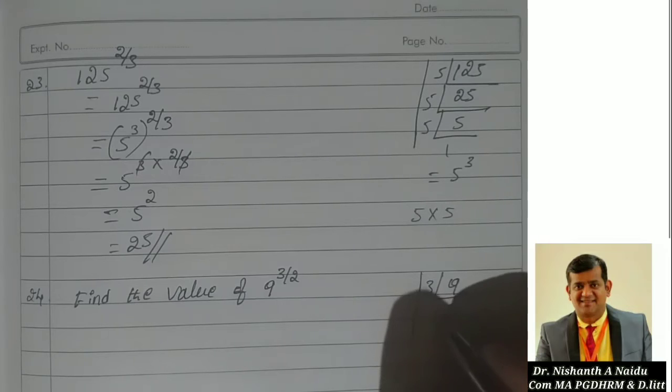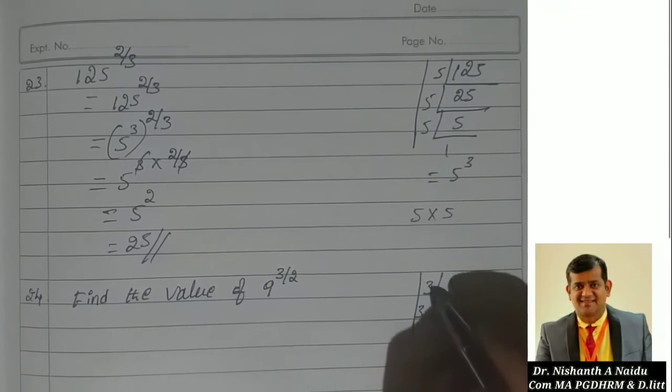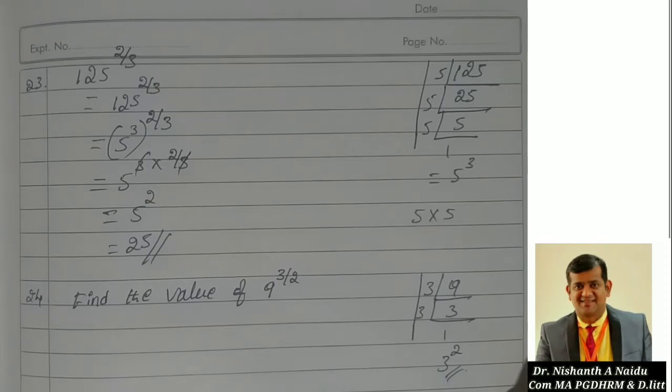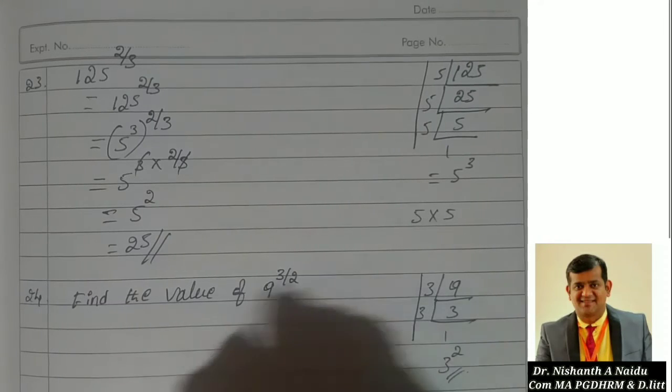Then what? 3 1s are 3. So how many times 3 have you multiplied? 2. So 3 to the power 2 is the LCM value, correct? 3 to the power 2 is the LCM value.